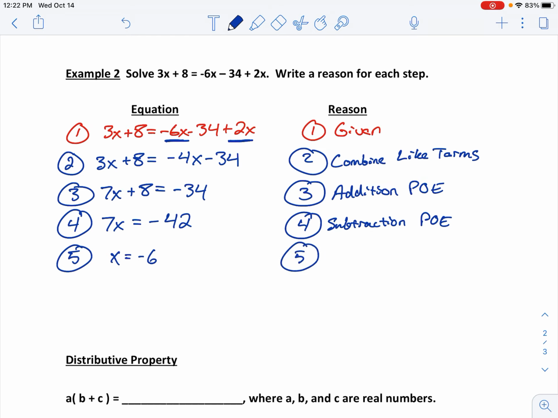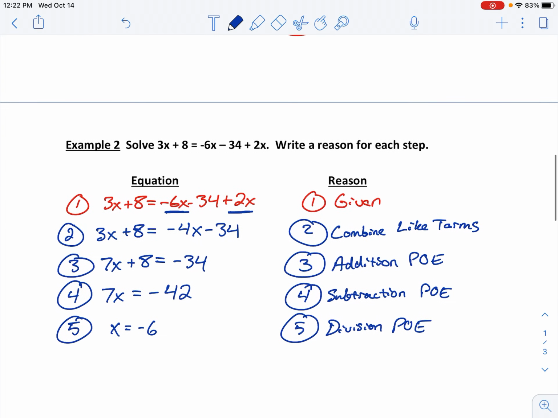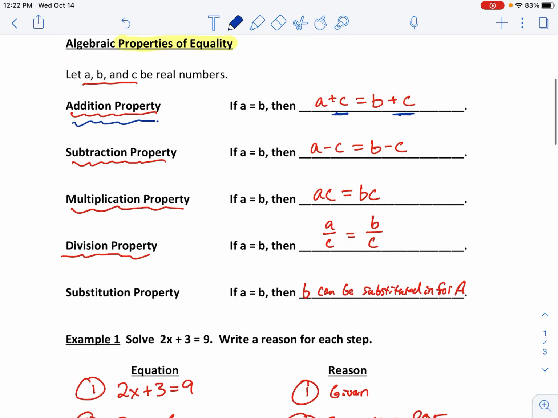And I did that because I divided by 7 on both sides. So my reason is the division property of equality. And we are done. So there's your second one. So we have 2 there. So we have your first one, your second one, using these properties up here.